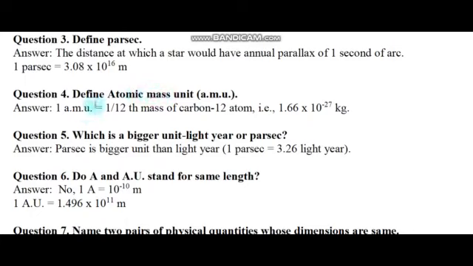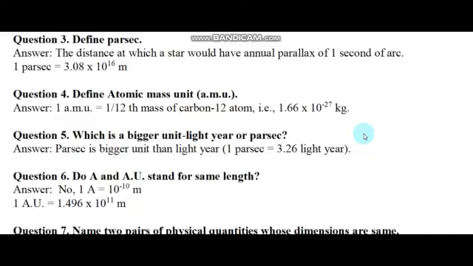The atomic mass unit is equal to 1 by 12th of the mass of a carbon 12 atom. And this atomic mass unit is approximately equal to the mass of a proton, not accurately, approximately. That is 1.66 into 10 to the power minus 27 kilogram. Whereas electron mass is 9.1 into 10 to the power minus 31 kilogram.